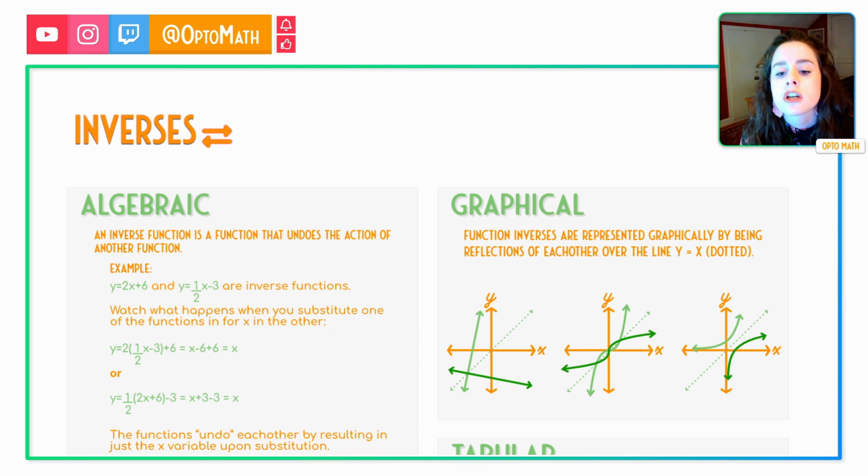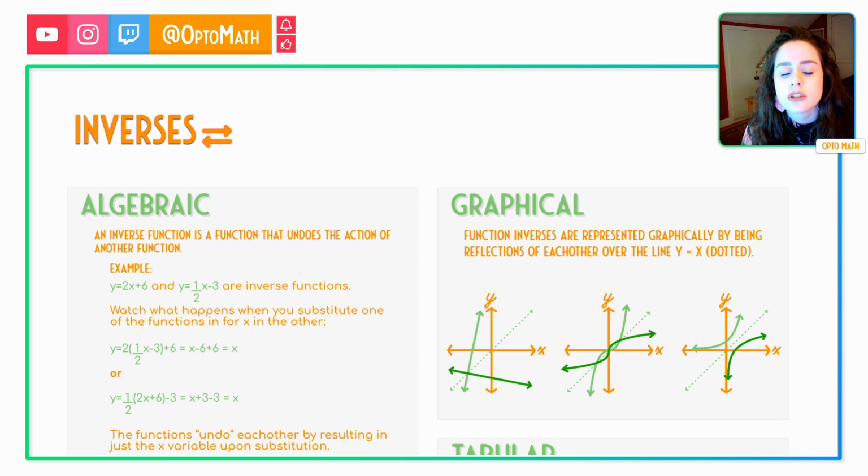First of all, an inverse function is a function that undoes the action of the other function. So just think about when we talk about inverse operations, if we're solving an equation, to undo addition, you'll subtract. To undo multiplication, you'll divide. So this is like undoing an entire function if we're finding an inverse function. That's what happens algebraically. So let's take a look at an example.